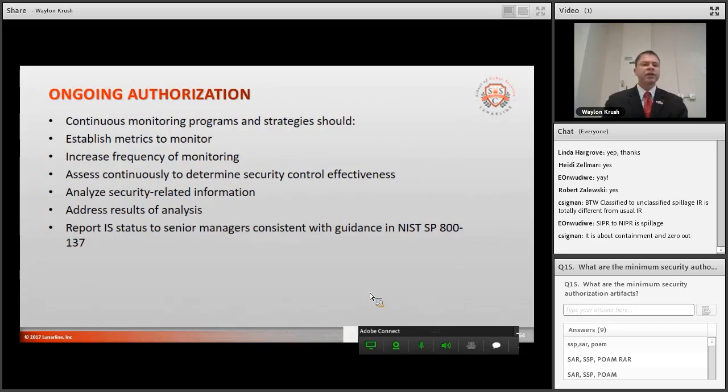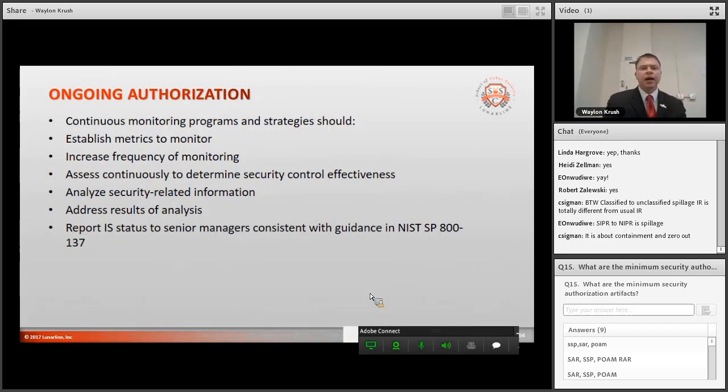Increase frequency of monitoring, assess continuously to determine security control effectiveness, analyze security-related information, address results, and report the IS status to managers in accordance with 800-137. A lot of times when people start creating security metrics based on cybersecurity strategies and roadmaps, you're supposed to use 855 to capture those initiatives and report on them. People ask, what are the best ones to use? Whatever the priorities of your roadmap, and you'll put those in this format.